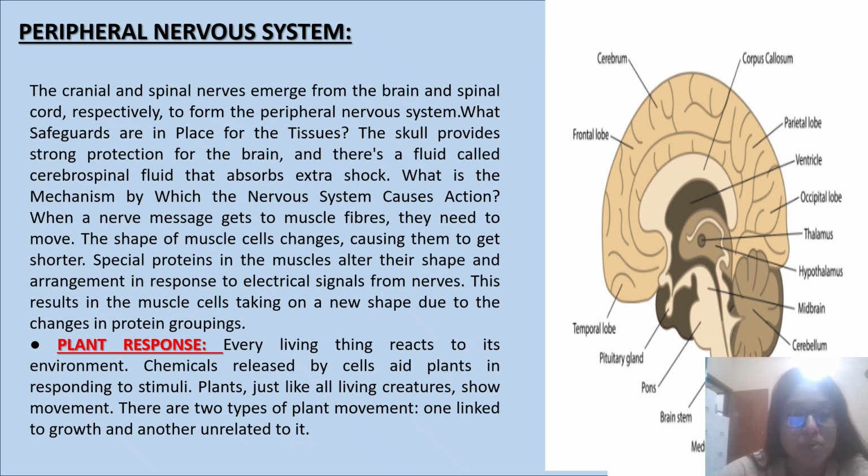Next, plant response. Every living thing reacts to its environment. Chemicals released by cells aid plants in responding to stimuli. Plants, just like all living creatures, show movement. There are two types of plant movement, one linked to growth and another unrelated to it.